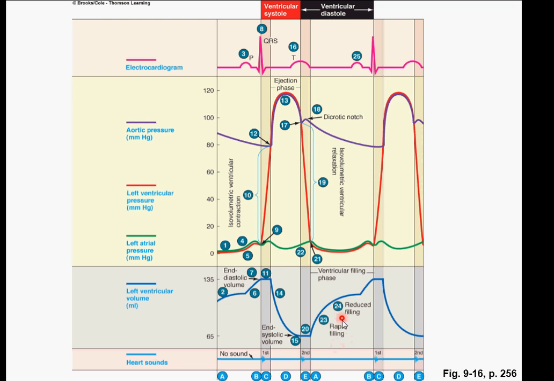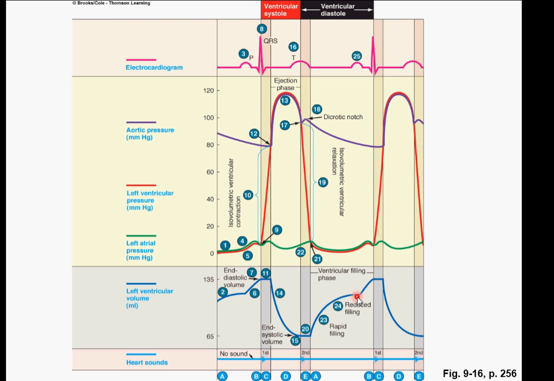So we reach a point where we now start reduced filling, because the pressure gradient decreased. It is a passive movement: as the pressure gradient decreases, the movement decreases. This is a rule, and this is called reduced filling. Once we reach a point of equilibrium, the pressure is the same and there is no blood movement.